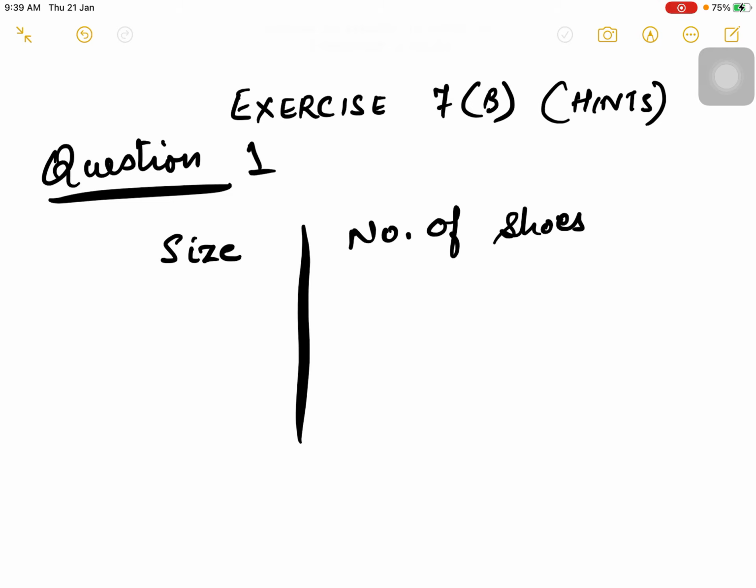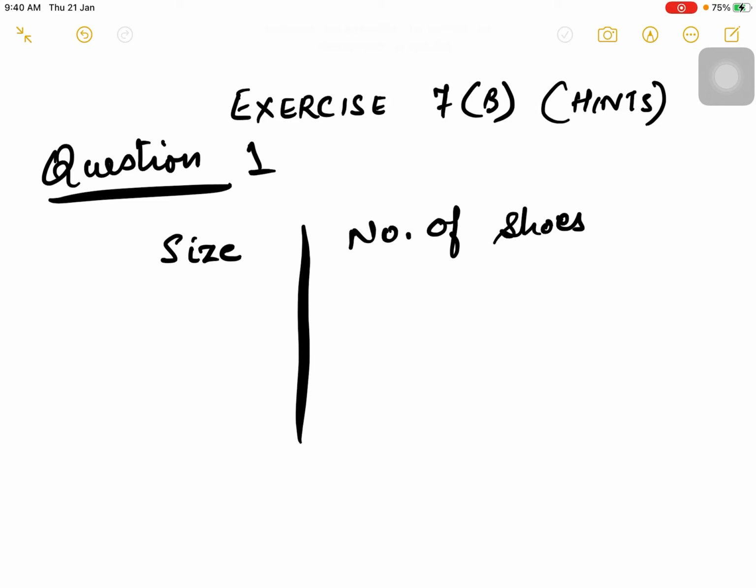Chapter number 7 has been going on. So, today I'm going to give hints of exercise 7b. I'll solve one part of each question and you will solve the rest of the parts yourself.